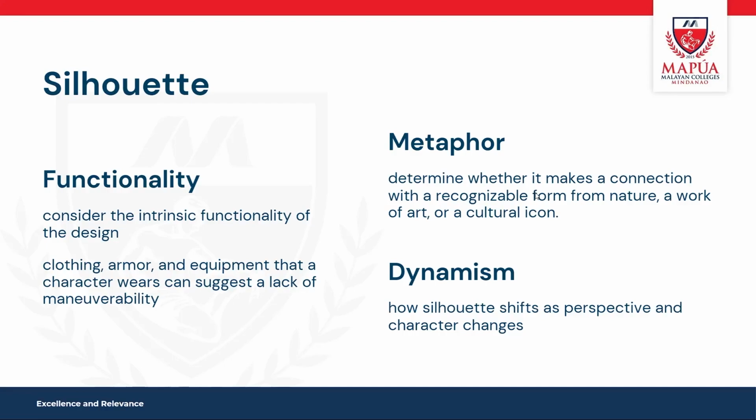Lastly, we have dynamism, how silhouette shifts as perspective and character changes. So if you want to create an animation of a character growing old, their initial silhouette would be of a short, young person, and as they grow older, their silhouette grows taller, grows more confident, grows more solid. But as they continue to age, their silhouette would start to, let's say, thin down ba? Maybe they'll start slouching, they'll start relying on a walking cane.